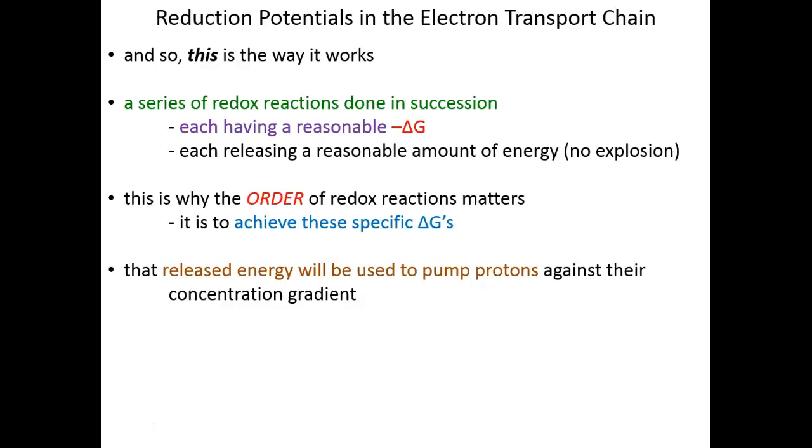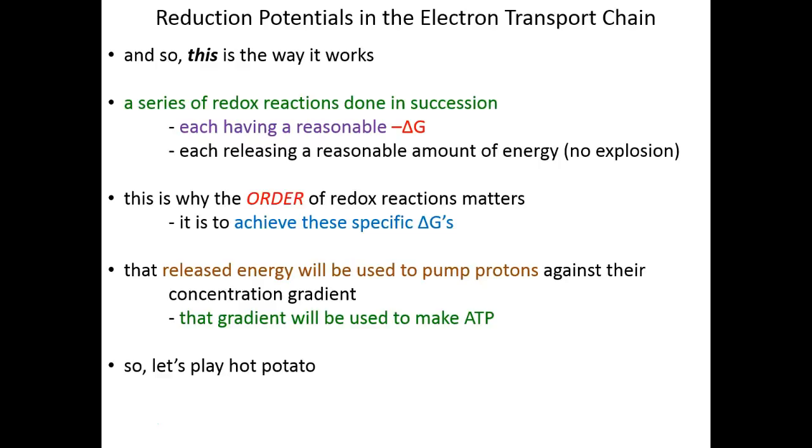And again, to bring it full circle, it's these negative delta Gs, these packets of released energy, that will be used to pump protons against their concentration gradient, and then that gradient of stored potential energy used in turn to make ATP. So let's do it now. Let's play a game of hot potato and pass some electrons. And that's where we'll be moving as we head into the next lecture chunk.